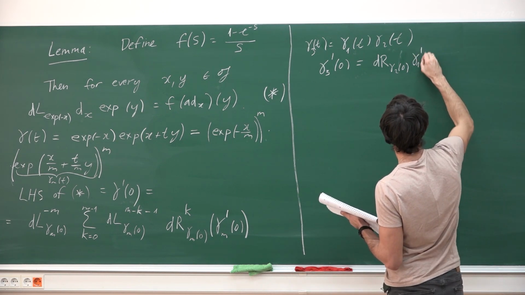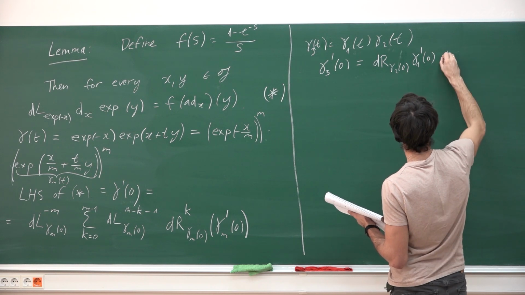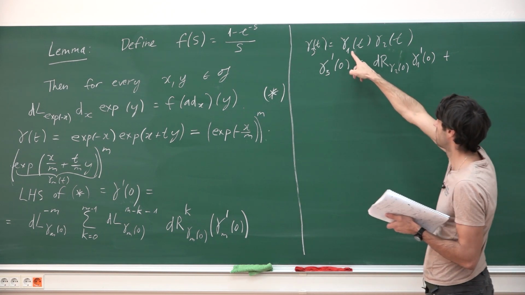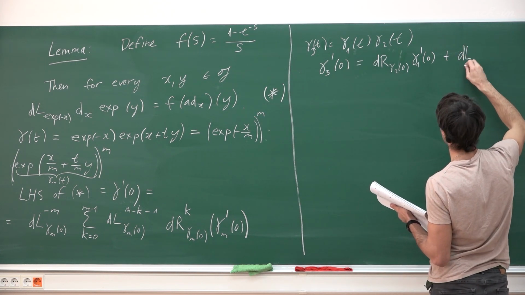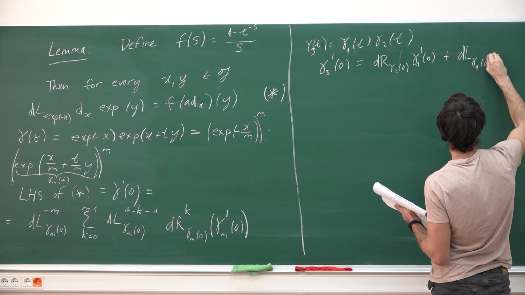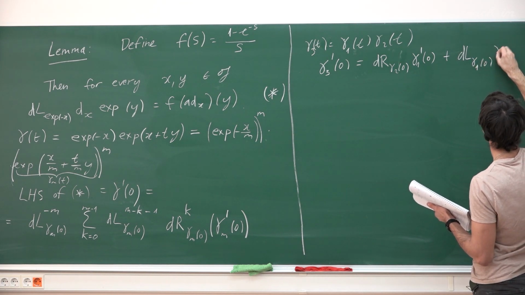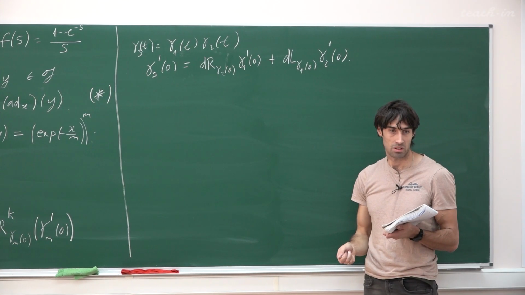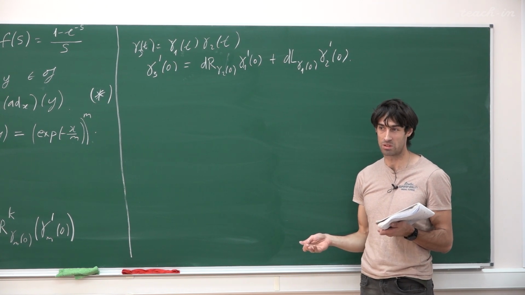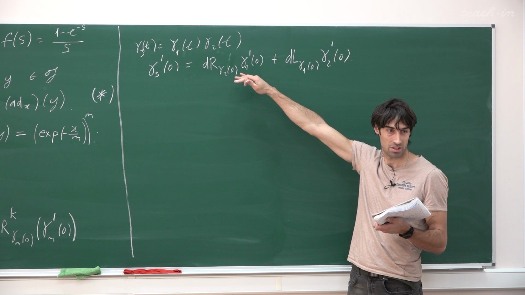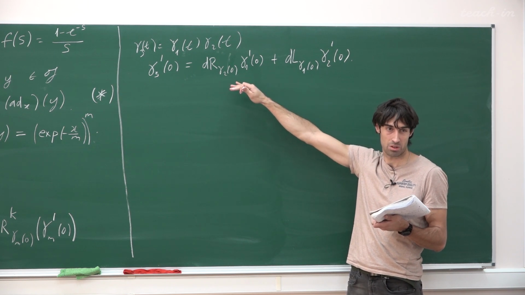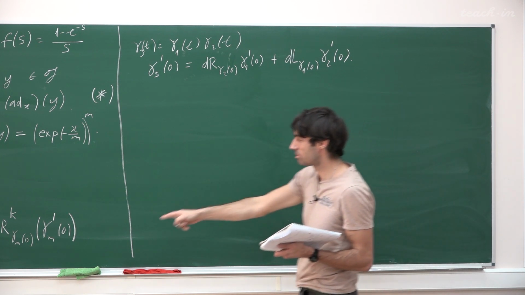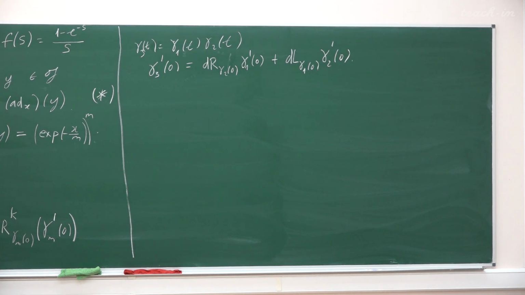Gamma 1 prime at 0 plus, so take the derivative of this, and I have to multiply by this from the left. So dL gamma 1 of 0, gamma prime 2 of 0. So this is a statement. I give it to you just as a statement, and proving it is an exercise. But this is just the Leibniz rule in the case of Lie groups. Okay? And then I apply it a bunch of times, I get this, right?